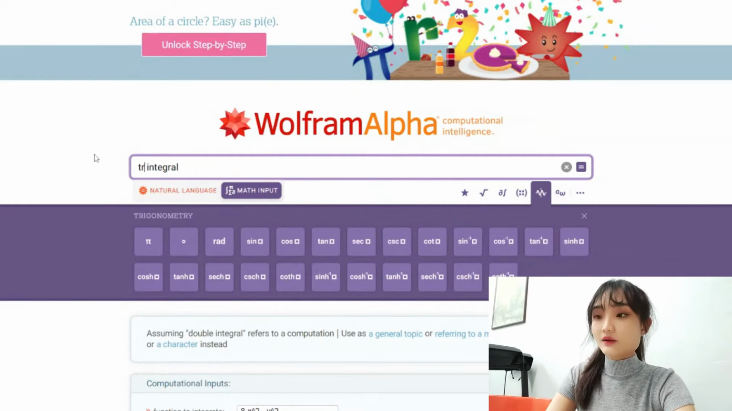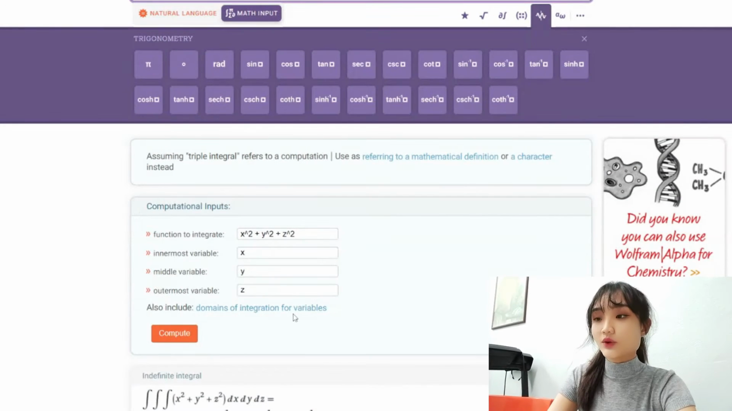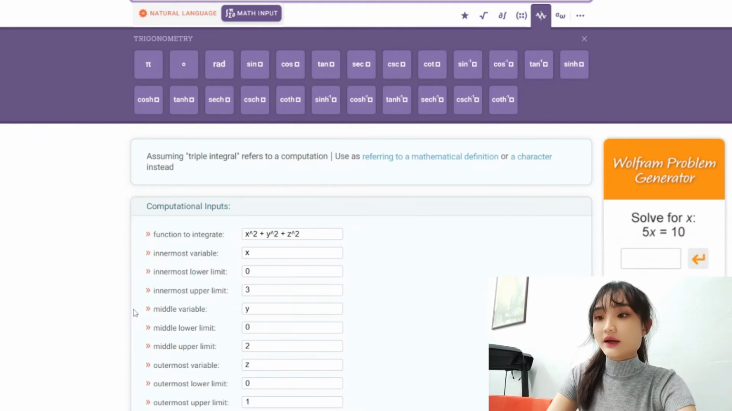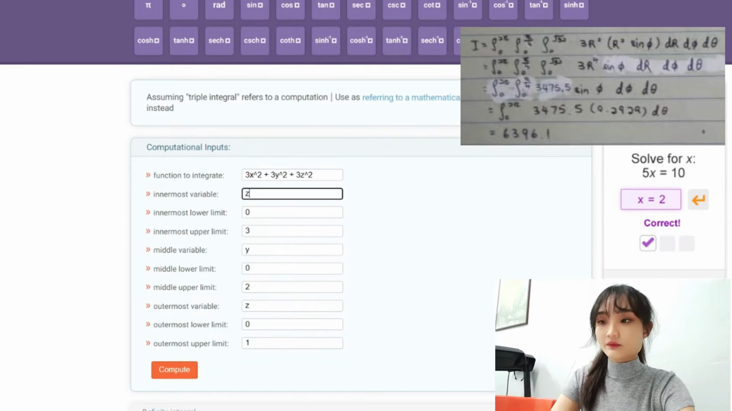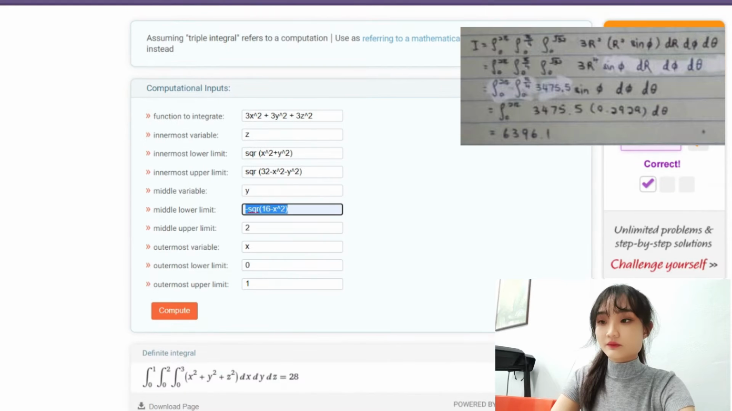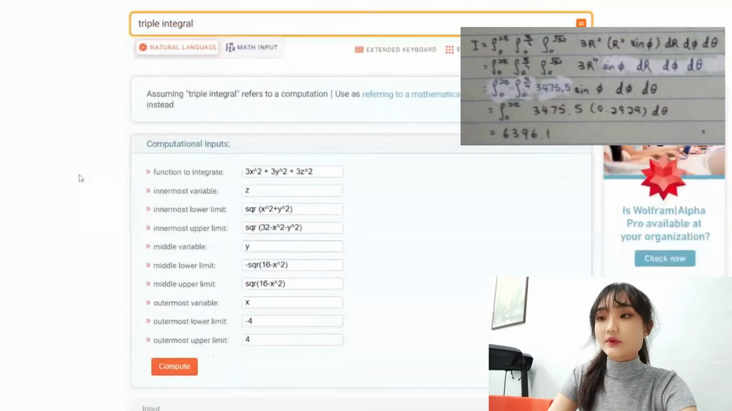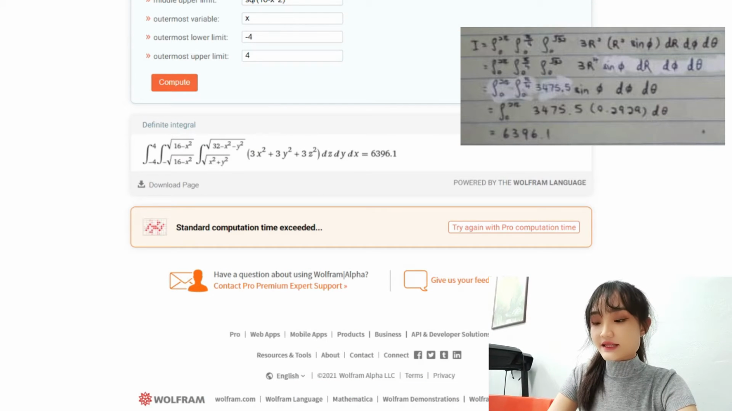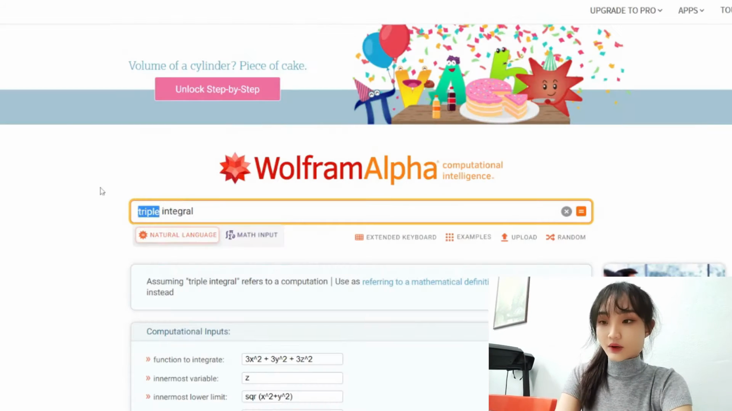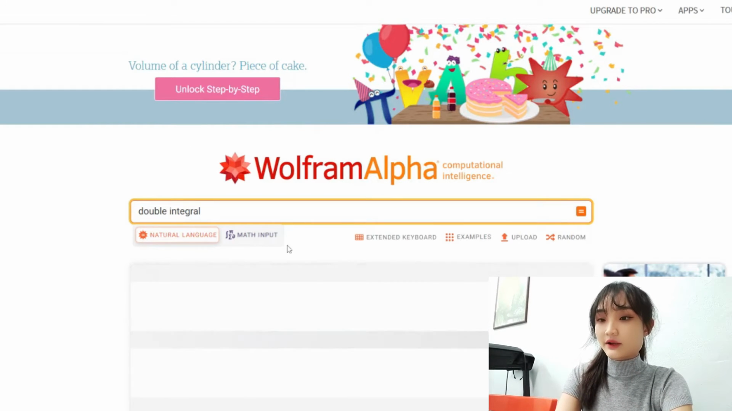For question B, we are going to calculate a triple integral. So same as just now, we type in triple integral and we type in all the values that we want. And we will get the same answer as we calculated manually also, which is 6396.1.